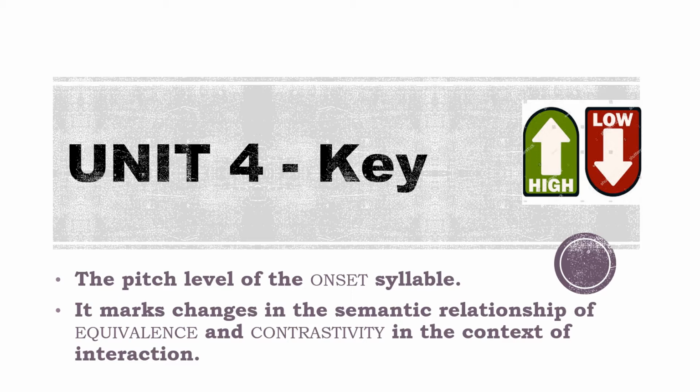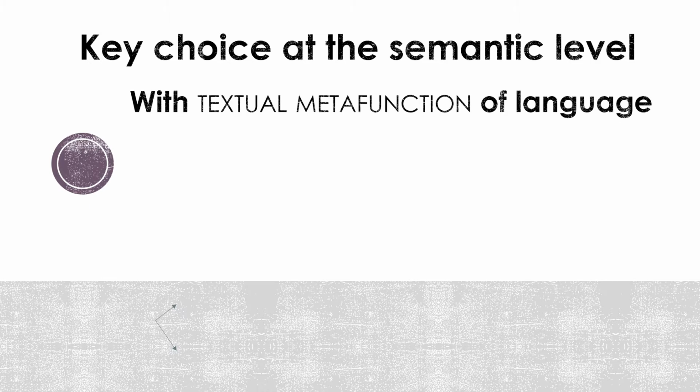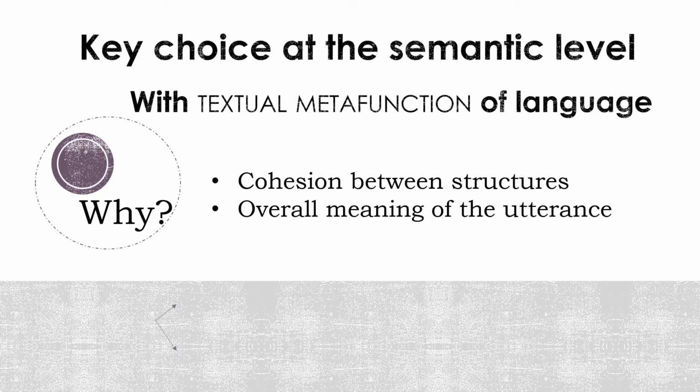And this happens during the context of interaction. These key choices, as we said, occur at the semantic level. This means that sometimes, because there is a textual metafunction of language, different meanings are contrasted between tone units. Why does it happen? Well, first of all, because these links between two tone units provide a certain degree of cohesion. A semantic cohesion, if you want, a grammatical, but also coherence between the structures. And in general, they contribute to the overall meaning of the utterance.